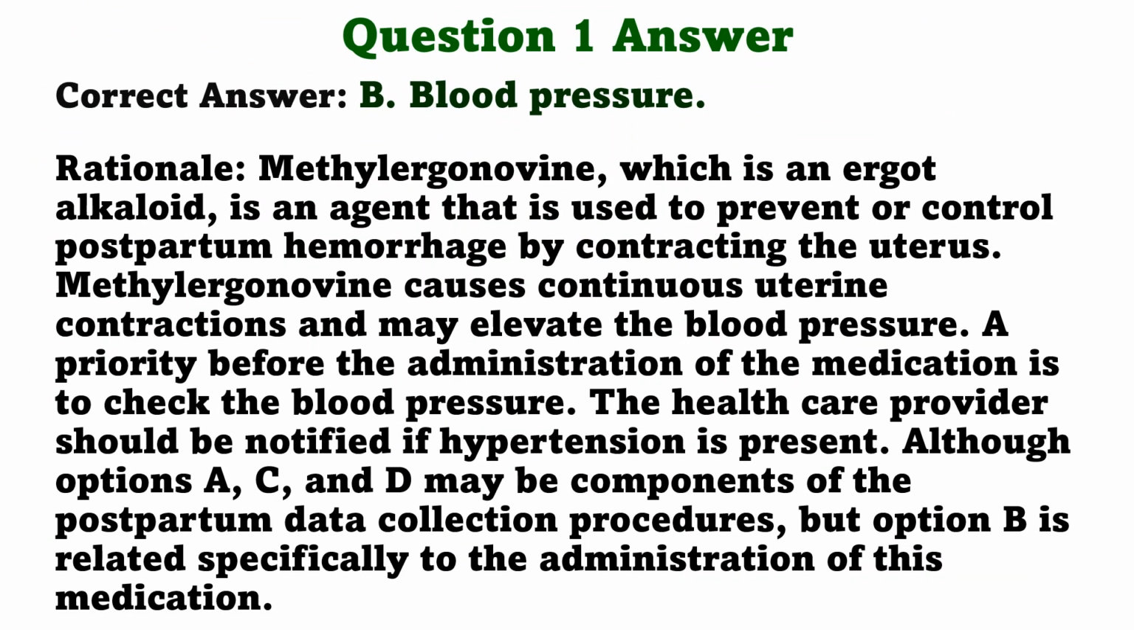The correct answer is B. Blood pressure. Rationale: methylergonovine, which is an ergot alkaloid, is an agent that is used to prevent or control postpartum hemorrhage by contracting the uterus. Methylergonovine causes continuous uterine contractions and may elevate the blood pressure. A priority before the administration of the medication is to check the blood pressure. The healthcare provider should be notified if hypertension is present. Although options A, C, and D may be components of the postpartum data collection procedures, option B is related specifically to the administration of this medication.